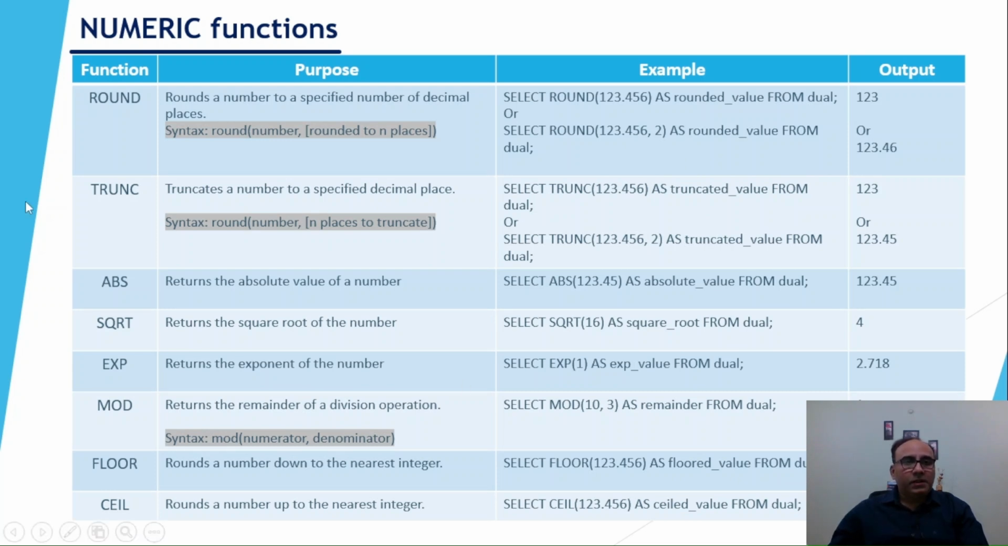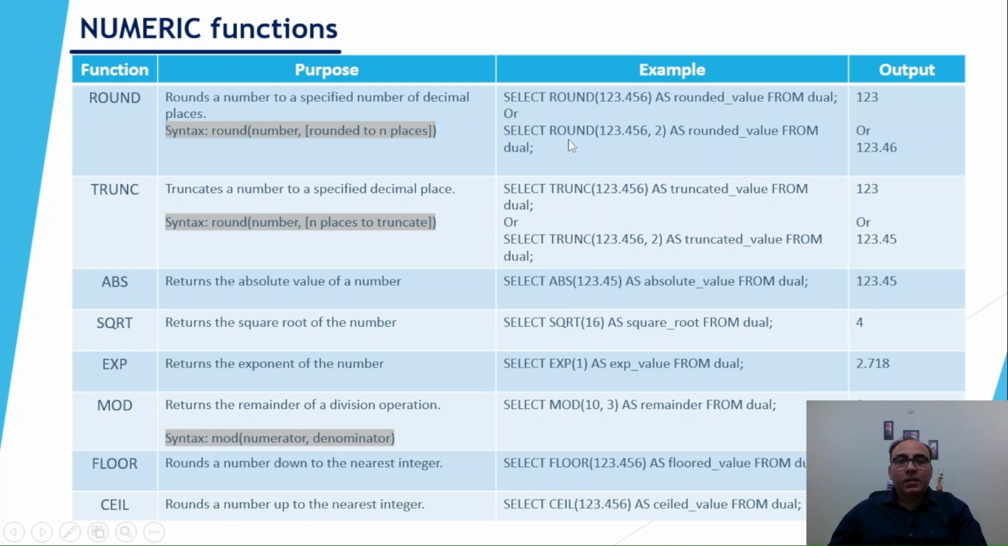First we have ROUND. This will basically round a number to a specified number of decimal places. The syntax here is ROUND, the number, rounded to n places. Let's look at some examples. ROUND(123.456) will return 123. So it will round this particular number.